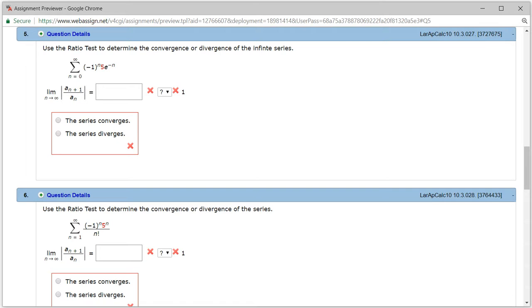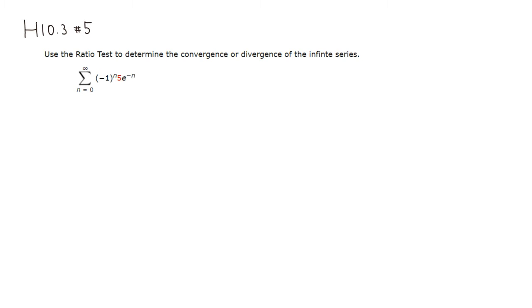All right, let's look at homework 10.3, problem number 5. Let's apply a ratio test here. This is our a_n. If you want, we can rewrite this as negative 1 to the n, and the 5 is on top. But here's a negative power, so we can put e to the n on the bottom.